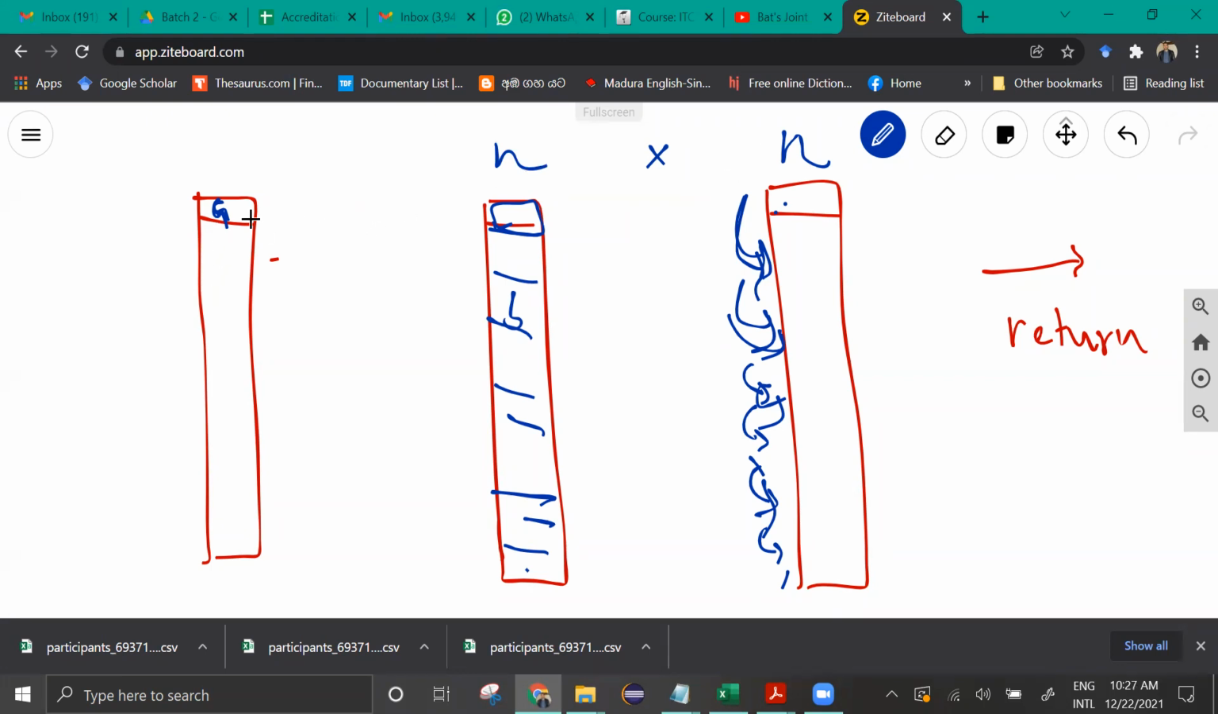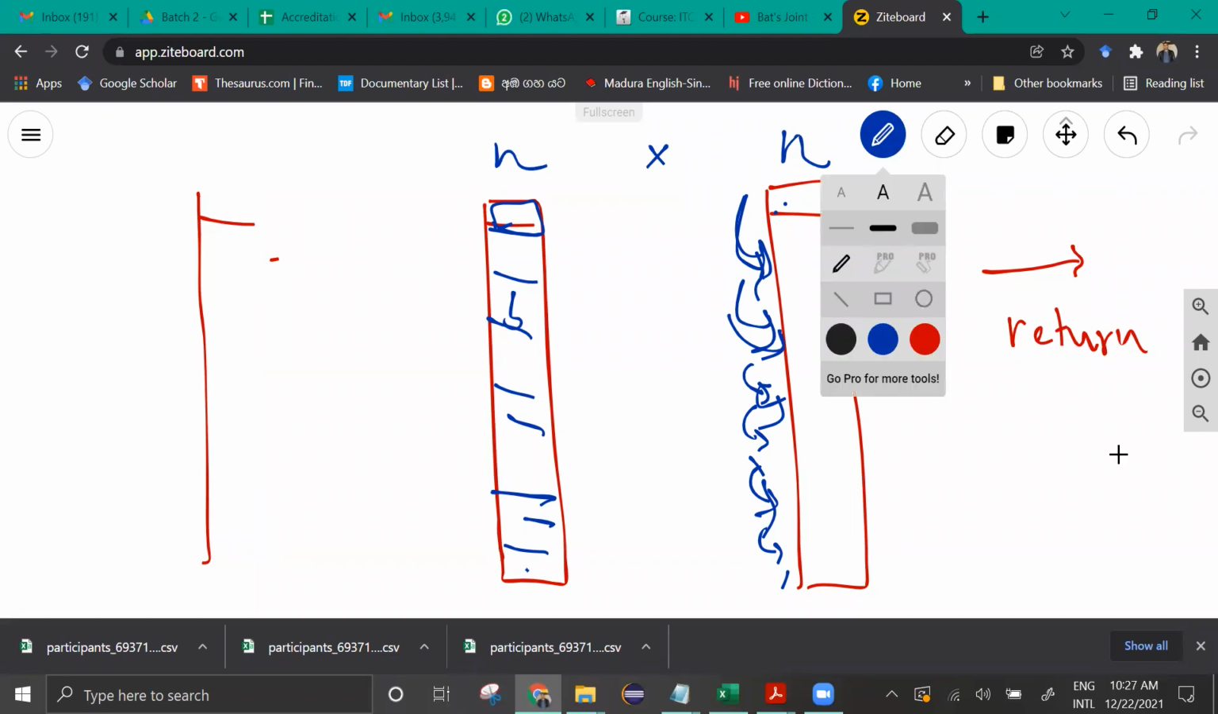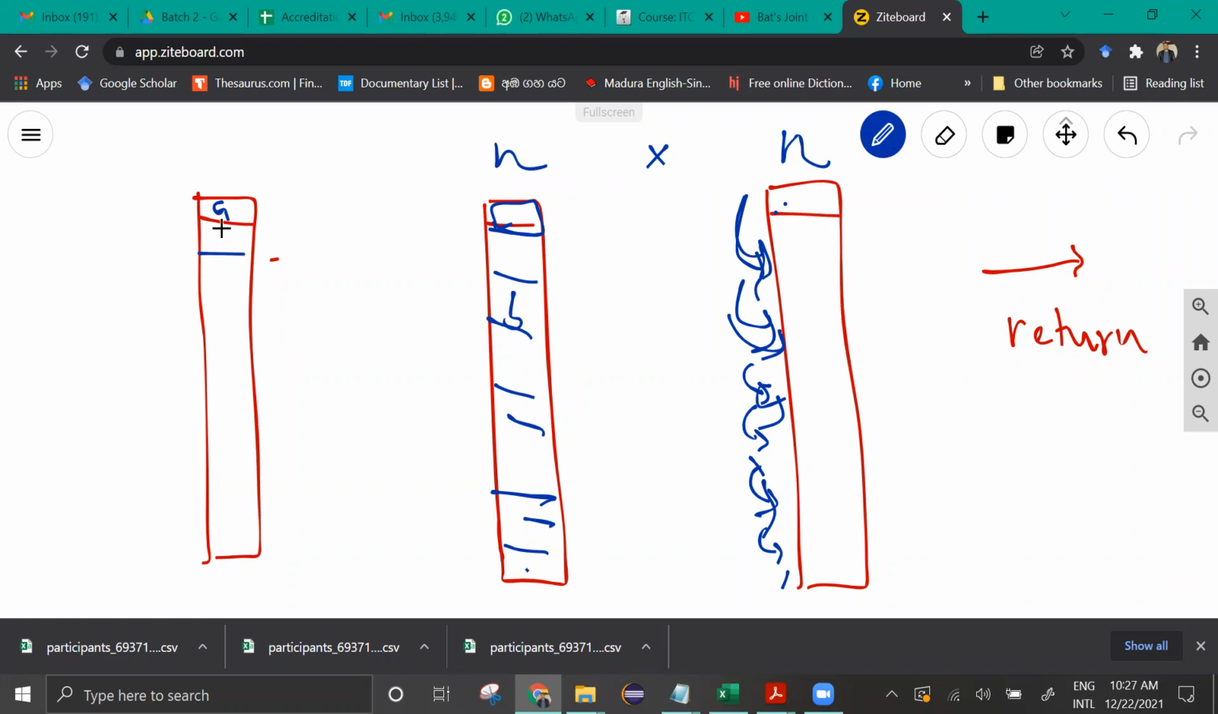And then after all these, A goes to the next one, and then it checks with all the B, and then this one. So that's why it is n cubed. N is multiplied 3 times, right?